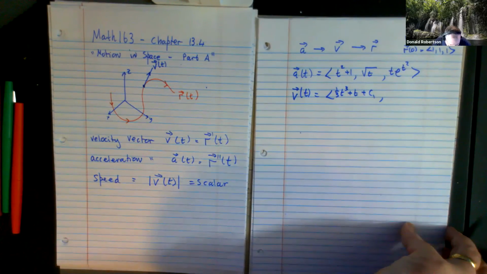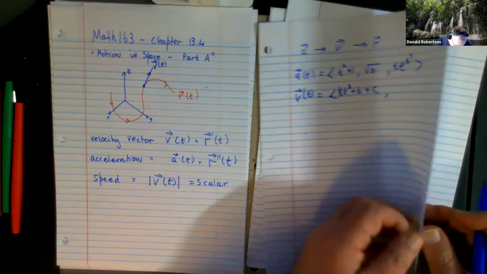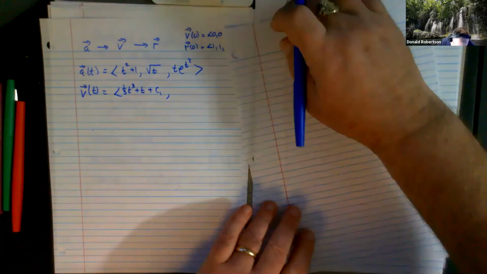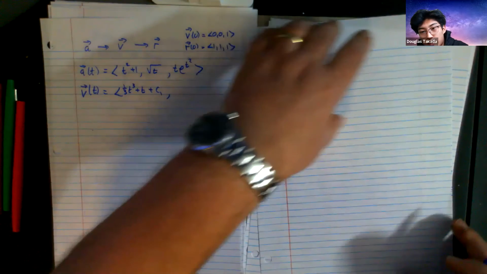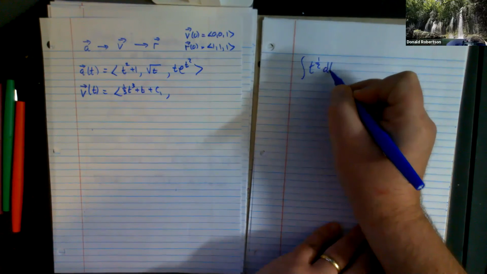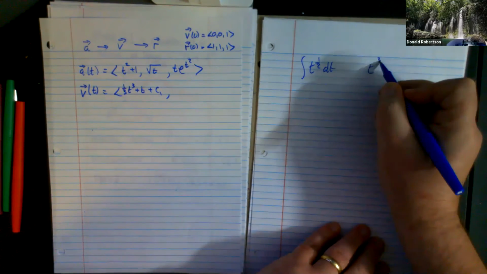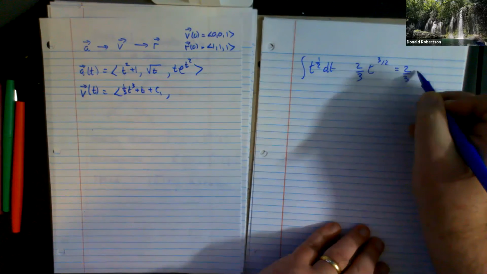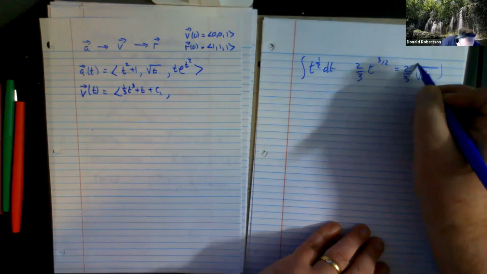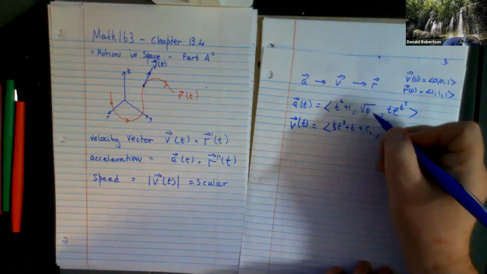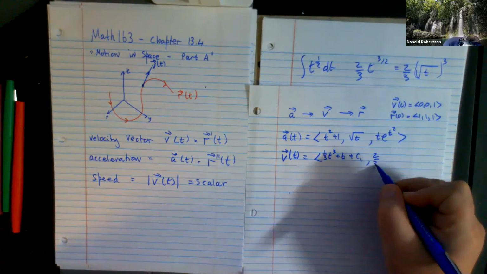How am I going to integrate the square root of t? What shall I do? Make it into t to the power of half. Okay. Which means it's going to be what? Add 1 to the power, new power, and then make it look pretty. So that's where this came from. So 2/3 square root of t cubed.